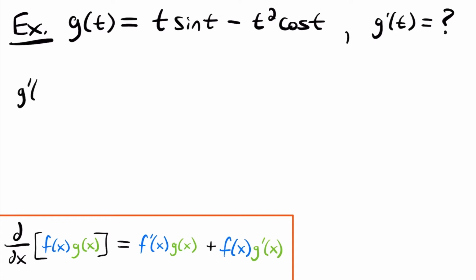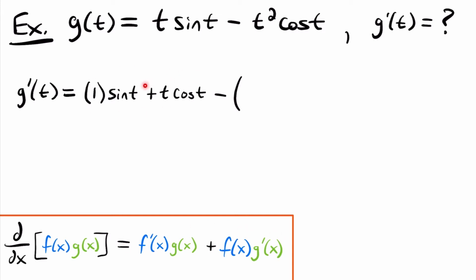So g prime of t is going to be equal to the derivative of our first function, which is going to be t, which would just be 1. The derivative of a variable to the first power is 1, times the original second function, which would be sine t. And then we're going to add the original first function, which is t, times the derivative of our second function, sine t, which is going to be cosine t, right? The derivative of sine is cosine. So then we're going to subtract our second product rule here. So I'm going to put these in parentheses so we don't forget to distribute that negative to each part of our product rule. So now we're going to go through this process again.